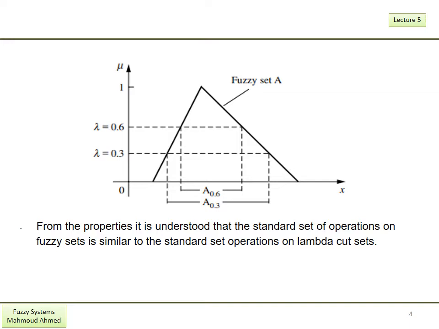From these properties, it can be understood that the standard set of operations on fuzzy sets is similar to the standard set of operations on lambda cut sets. We can find a big similarity between the lambda cut sets and the non-fuzzy sets we mentioned before.